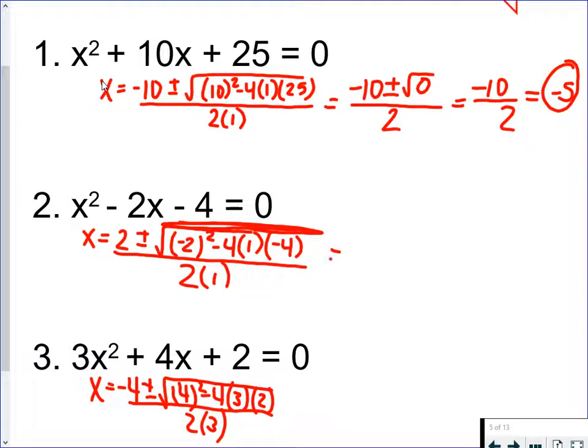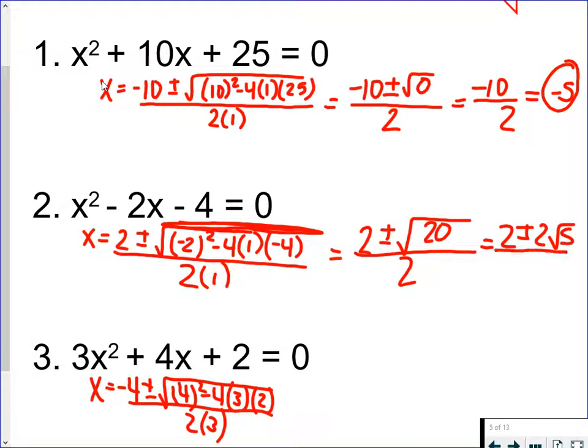So down here, what did y'all end up with inside the radical for this one? 20. And if we reduce this, we have 2 plus or minus 2 root 5 over 2. So that just reduces to 1 plus or minus the square root of 5.